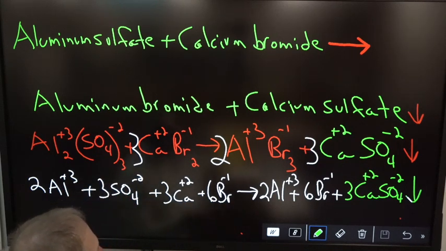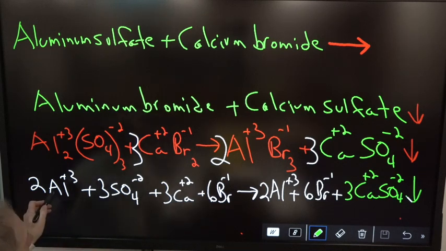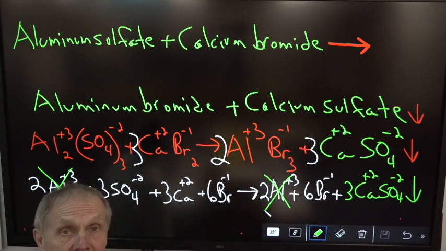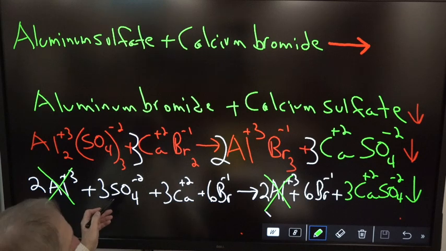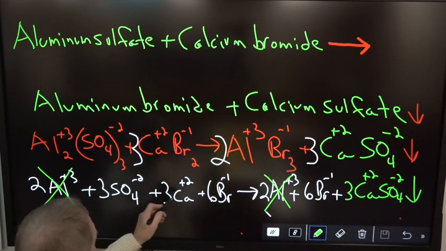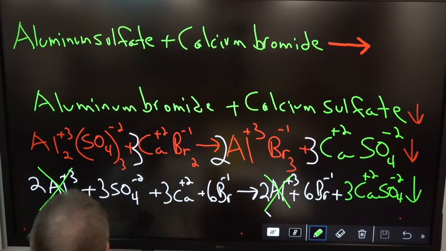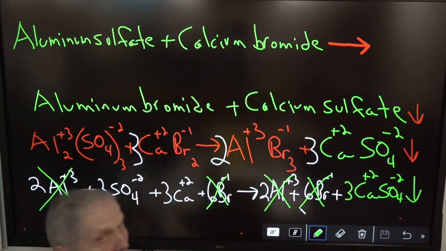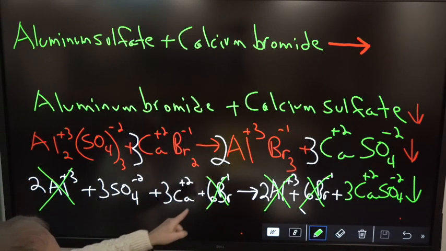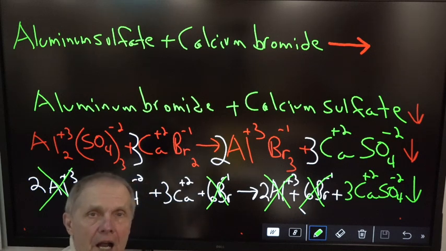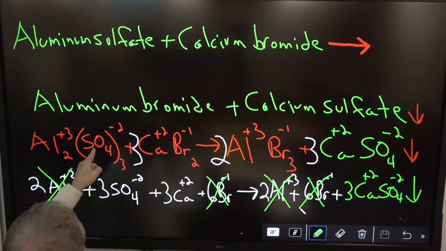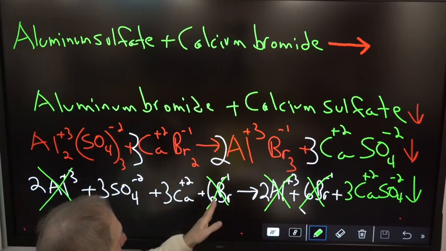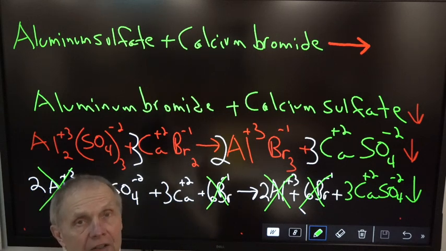So let's see what we have on both sides. We have 2Al plus 3, 2Al plus 3. So we wipe those out. Those are spectator ions. Anything else? 3SO4, nope, that's included in the precipitate. 3Ca plus 2 in the precipitate. 6 Brs, oh, there's 6 Brs right there. So now we know that aluminum and bromine were spectator ions, and they brought sulfate and calcium into the reaction to react. So my bromine and my aluminum are called spectator ions.